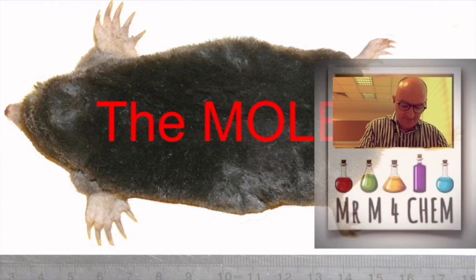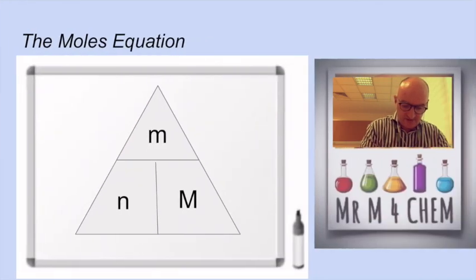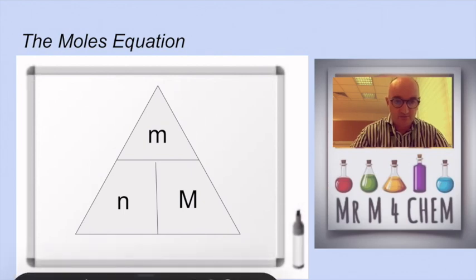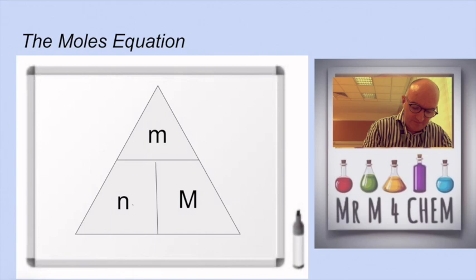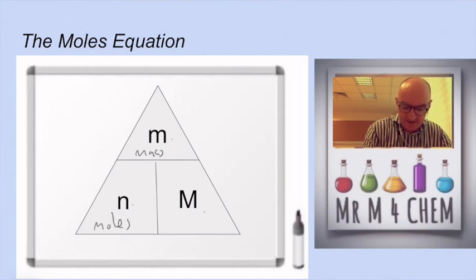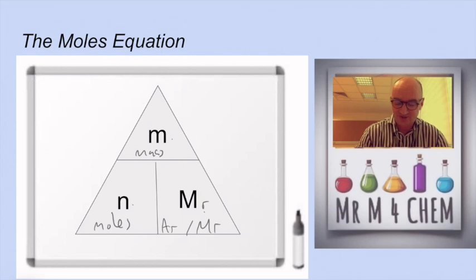Dastardly moles equation. Why is it dastardly? Because N sounds like M, which sounds exactly the same as M. Thanks, chemists. So we know that N is moles, M is mass, and M, well, you can sometimes call it Mr. It could be atomic mass or the molecular mass, which would be the sum of the atomic masses. And now students, don't switch off just yet. Not yet. Okay. So moles is mass over Mr.